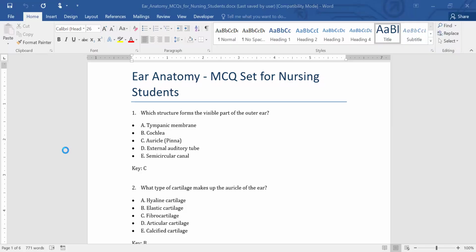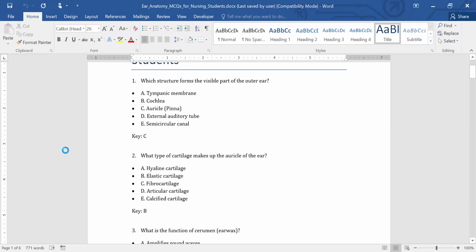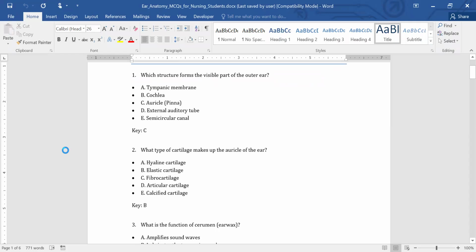So today we will discuss the MCQs regarding the ear anatomy. Which structure forms the visible part of the outer ear? It is the auricle or pinna. It forms the visible structure of the outer ear, the external ear.